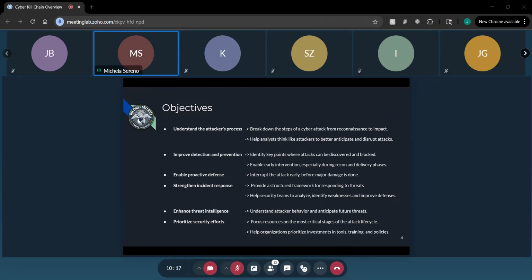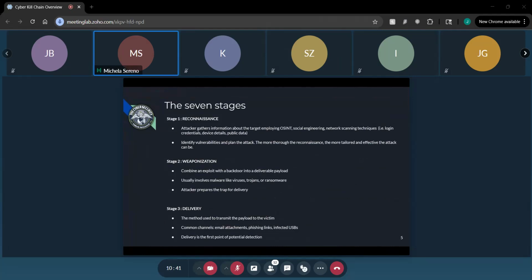It also supports incident response, offering a structured way to analyze what happened and where our defenses failed. By consequence, it helps to strengthen threat intelligence and helps organizations prioritize their cybersecurity resources more effectively. So these are the main objectives for this model.